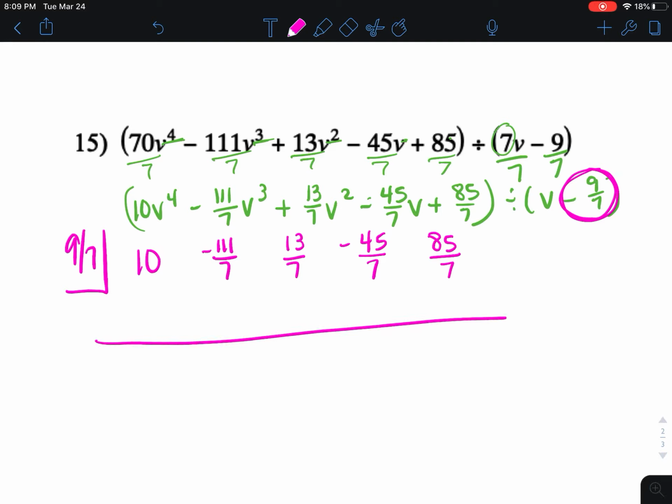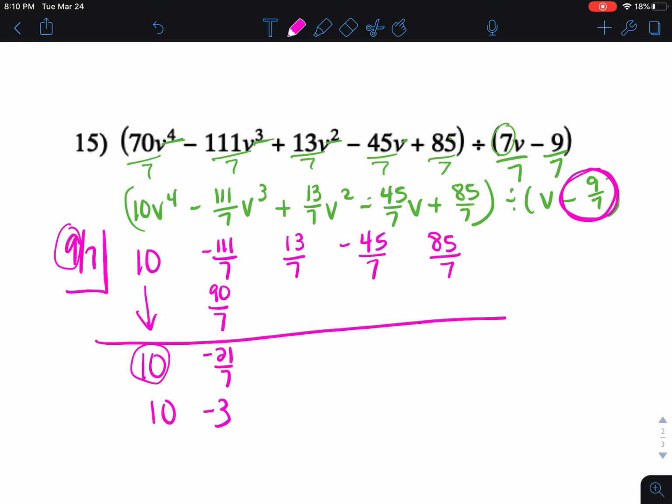All right, we're going to leave some space. First number comes straight down, and then we're going to do our multiplying. So we're going to take the top number here, 9 times 10 is 90, and then put that over 7, because our denominator in this whole entire thing is going to be 7. All right, so when we do that, we end up with negative 111 plus 90, so that gives me negative 21 over 7, which is going to be negative 3.